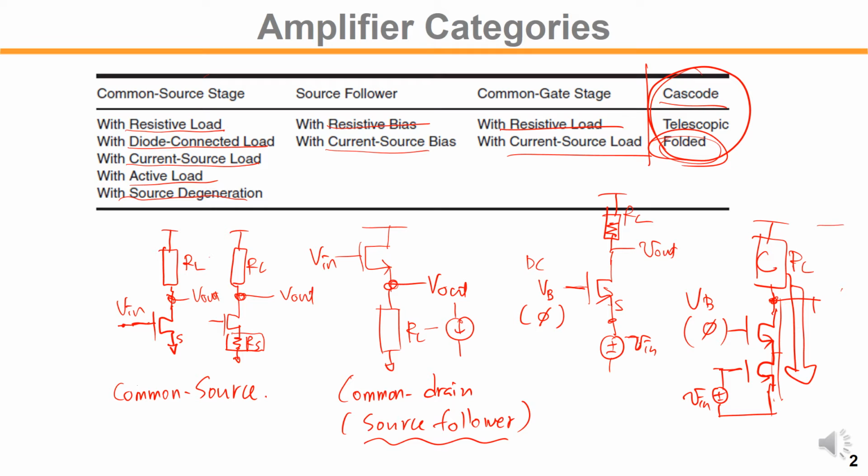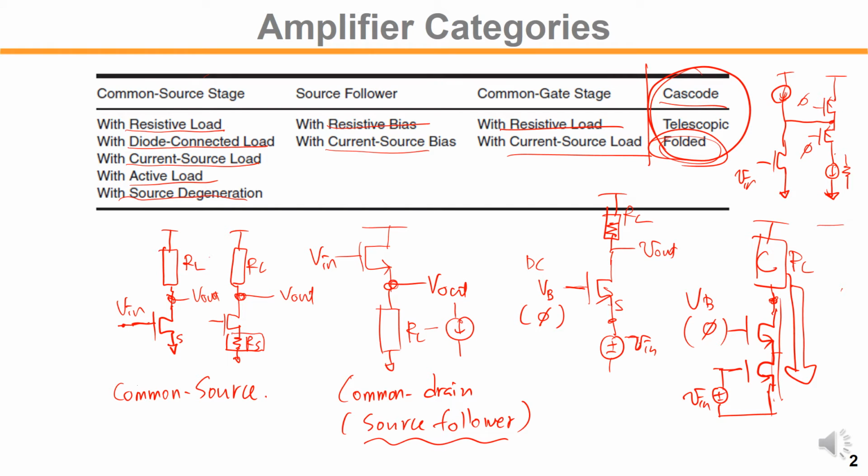For the folded structure, we have, for example, a cascode PMOS. Here the output load can be a resistor or whatever. The input has a finite bias here. Input comes in, and we have a current source here, like this kind of structure.